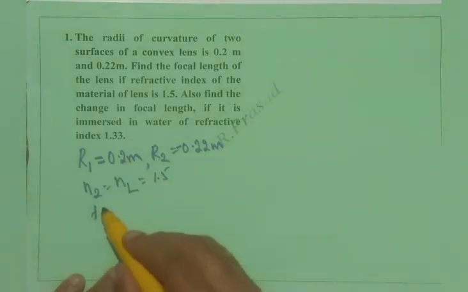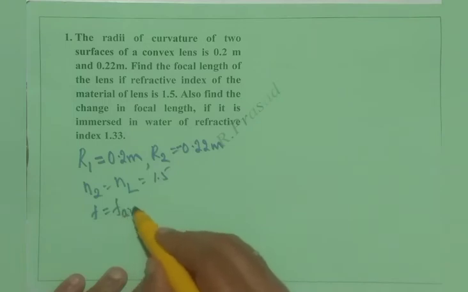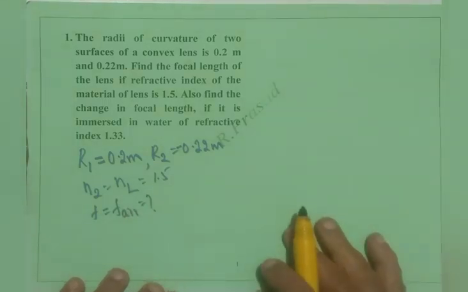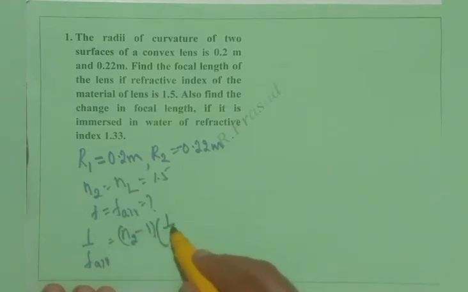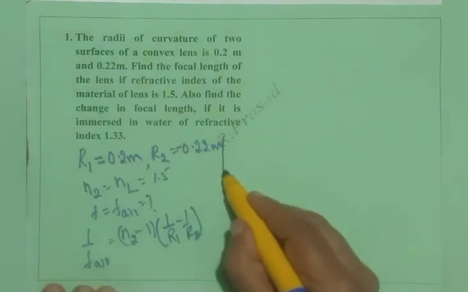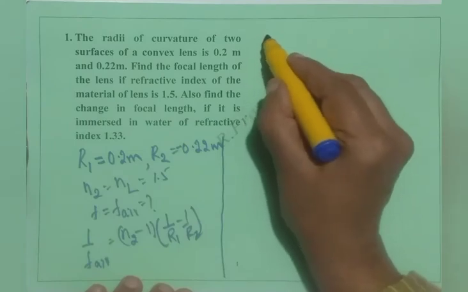the focal length. In view of the second part, I also call it F air, when the lens is in air. So what is the formula for this? The lens maker's formula is to be used: 1 by F air equals (N2 minus 1) into (1 by R1 minus 1 by R2). Now we substitute everything, and we get the answer.